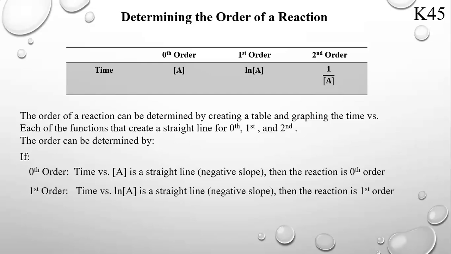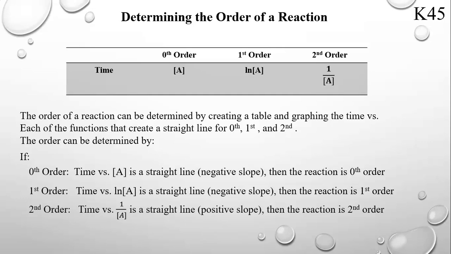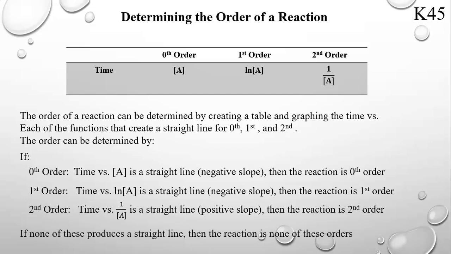If it's first order and you plot the time against the natural log of the concentration, and that's a straight line with a negative slope, then it's a first order reaction. And finally, second order, if the time versus 1 over the concentration, no natural log involved there, is a straight line with a positive slope, then the reaction is second order. If none of these produces a straight line, then the reaction is none of these orders. It doesn't have to be any one of those, but in the problems you'll be doing in this class, it will be.